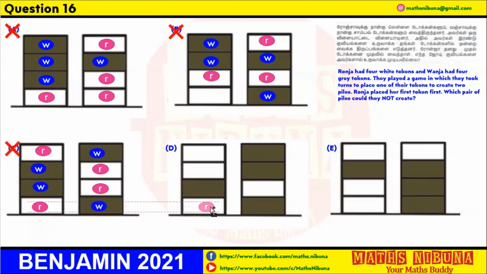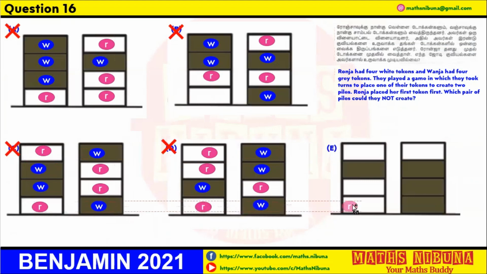Look at the next one. Let's say Ronja must start here. Ronja can only put here or here. So let's say she puts here. And then Ronja must put here or here, so we don't put here. If we put here, Ronja can put the next white. So let's assume Ronja puts here. And then Ronja puts a white color and Wanja puts a gray color. Ronja puts a white color, Wanja puts a gray color. So this is also not the answer. It can happen.